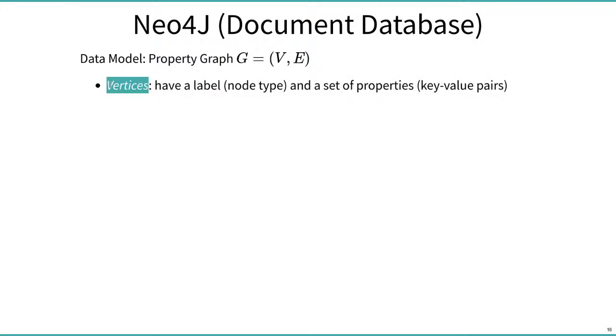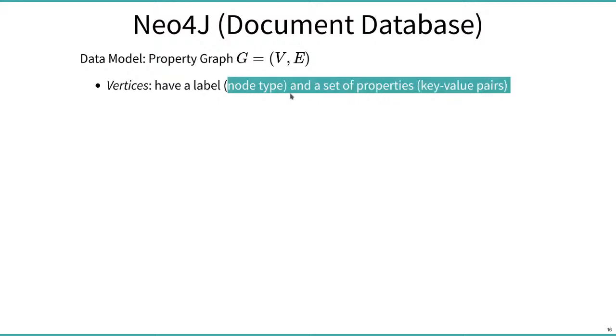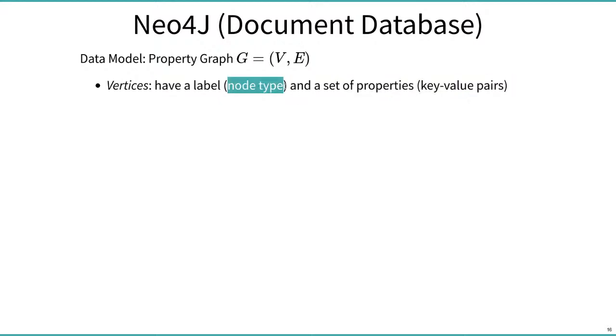So vertices have a label. Basically, this indicates the node type, the vertex type. And vertices have a set of properties. So properties don't have an order and each key is there only once.